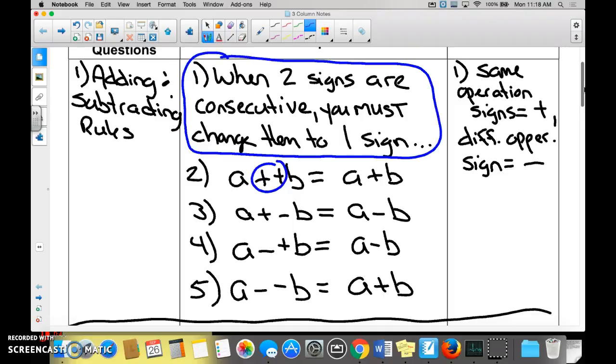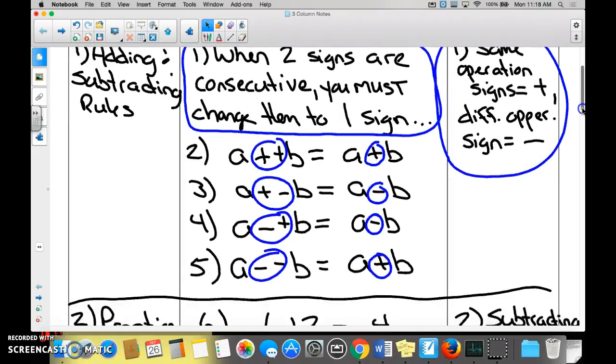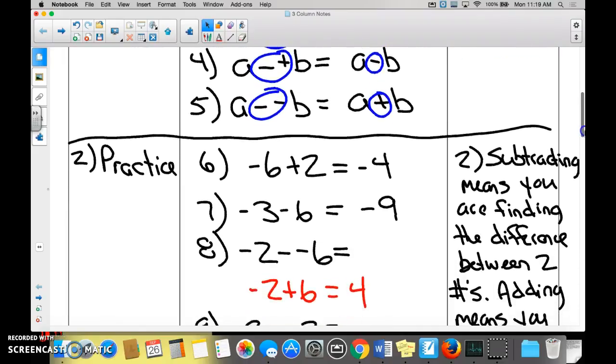Well, if you see two positives, which you probably never will, you change it to a positive. If you see a positive and a negative, which you will probably see a lot, you change it to a negative. When you see a negative and a positive, which you probably won't see much or ever, you change it to a negative. And when you have two negatives, contrary to what your parents say, two negatives do make a positive in math, right? And then this was our big takeaway: same operations, positive; different operations, negative. Yes, no? Yeah.